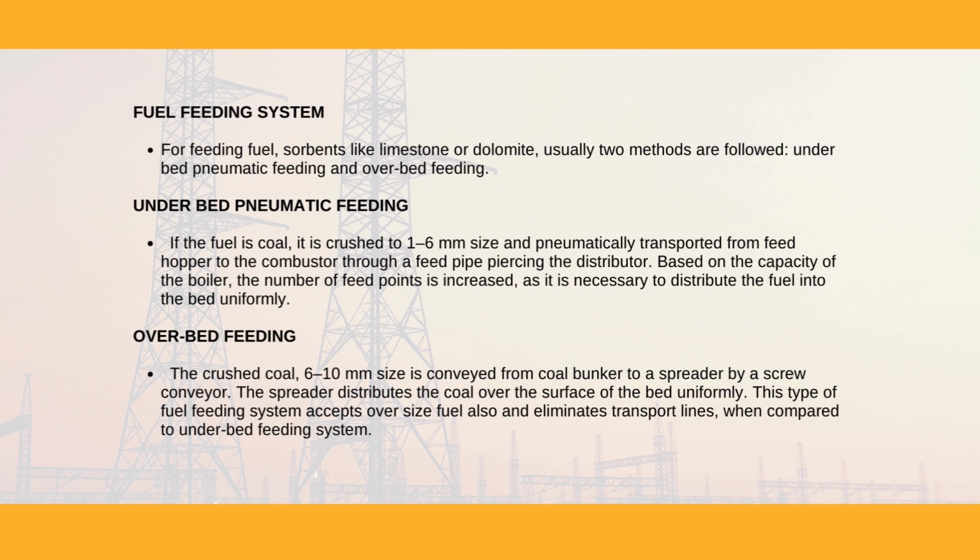Whereas, in overbed feeding, the crushed coal of 6 to 10 mm size is conveyed from the coal bunker to a spreader by a screw conveyor. The spreader distributes the coal over the surface of the bed uniformly. This type of fuel feeding system accepts oversized fuel also and eliminates transport lines when compared to the underbed feeding system.